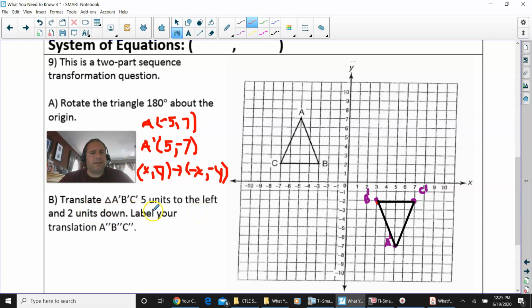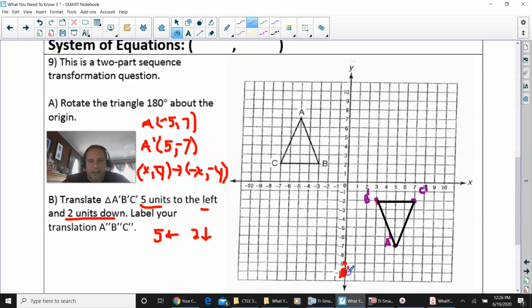So translate, B is translate 5 units to the left and 2 units down. So I am going to make a little label for myself, 5 to the left, 2 down. That's like a little key, little shortcut. Now you don't have to read it, right? So you have 5 to the left. I'm going to take A and go 5 to the left, 1, 2, 3, 4, 5, and 2 down, 1, 2. And I'm going to put this point right here, and I'm going to put A double prime.